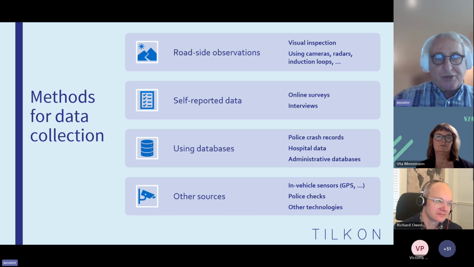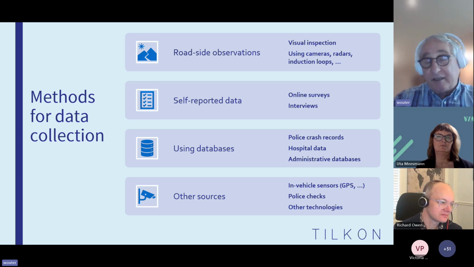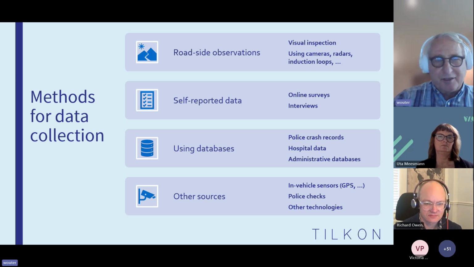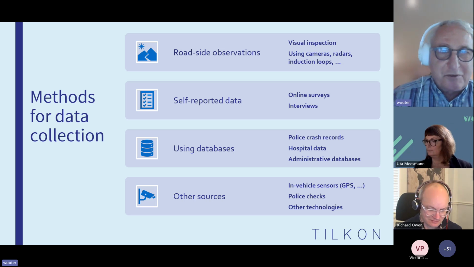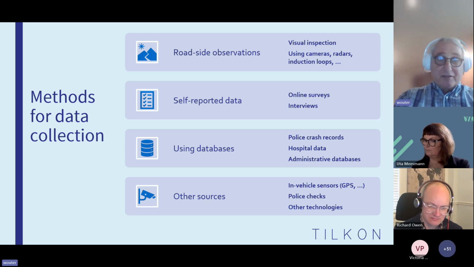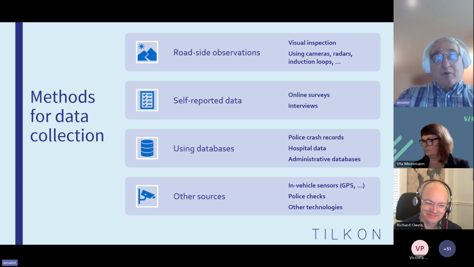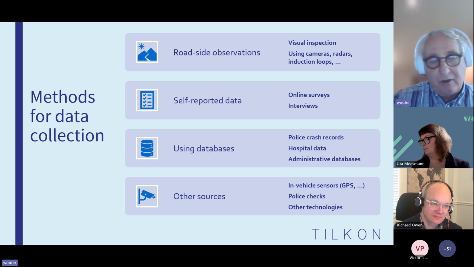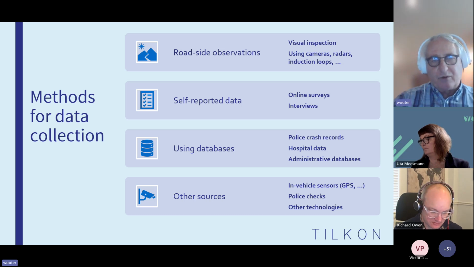And then there are some other sources which can be used, like in-vehicle sensors becoming popular based on GPS location, also cameras, wearables, and also, of course, police checks. You could say that's a roadside observation, but a special one, and other technologies. I know Agilis, for instance, have used satellite observation for speed data, which was very challenging, but it can be done. I would say that in Europe for the moment, the most used is still roadside observations for many indicators, using either personal observations or using cameras or radars.